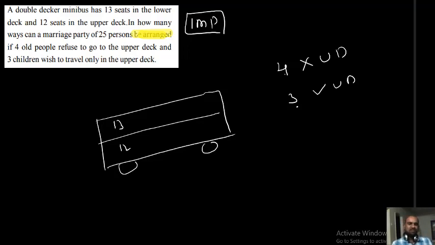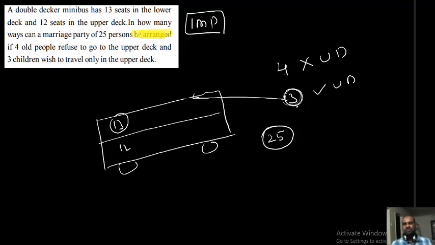It's an interesting problem, students. Listen. First of all, it is your wish: you can fill the lower deck first and after that the upper deck, or you can fill the upper deck first and then the lower deck. That is not a big issue. Total 25 passengers, 13 seats in the upper deck. First of all, I want to fill the upper deck. What should we do now? First of all, allow these 3 members to sit in the upper deck.